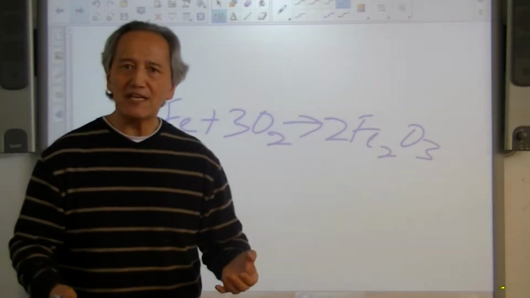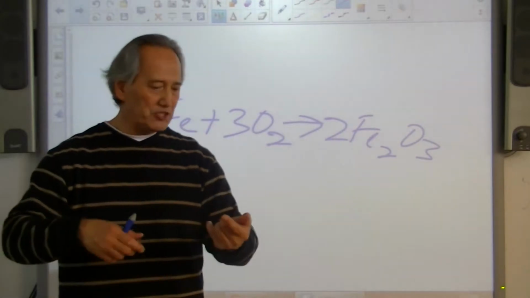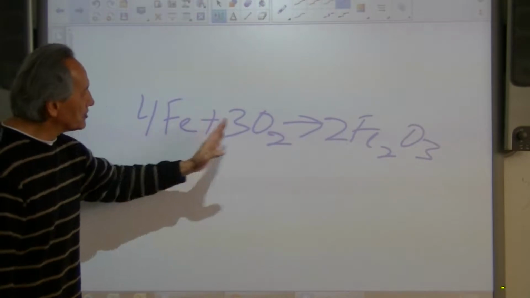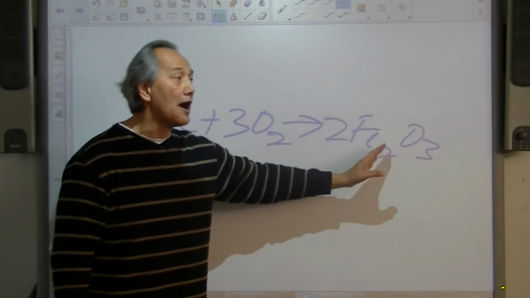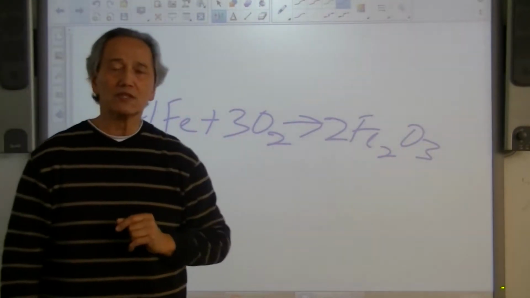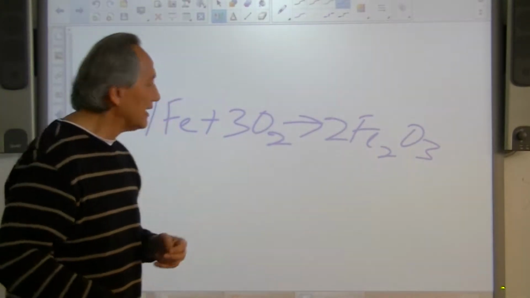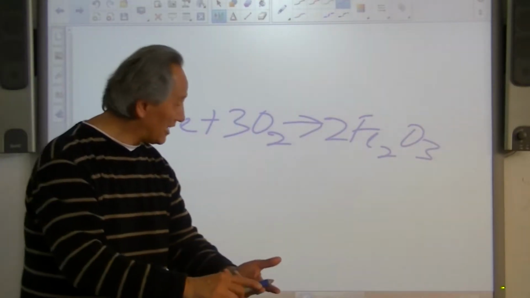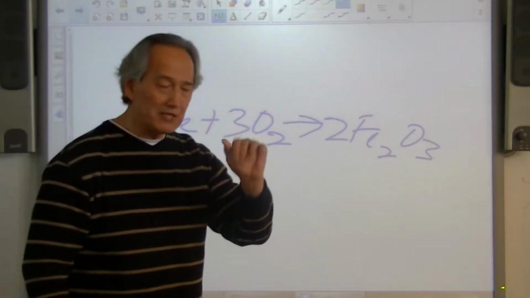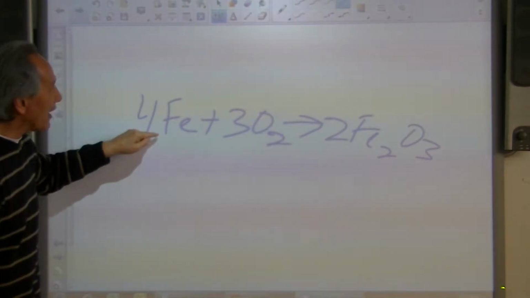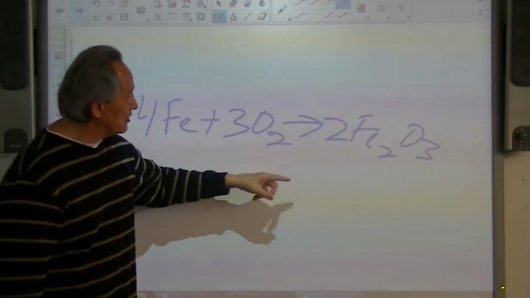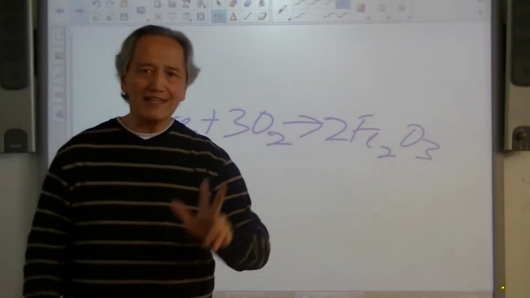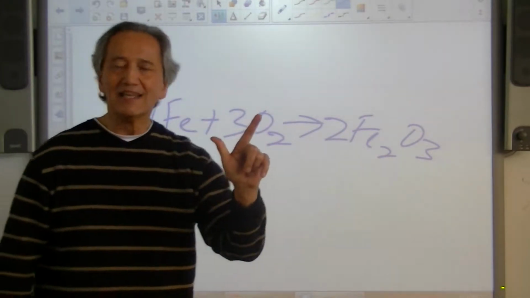There are several interpretations of any chemical equation, and let me start with the very first one. First, we can interpret this as iron plus oxygen yields iron 3 oxide. The second thing is we can interpret it in terms of particles: atoms, molecules, and in this case formula units. Here's the second interpretation: 4 atoms of iron plus 3 molecules of oxygen yields 2 formula units of iron 3 oxide.